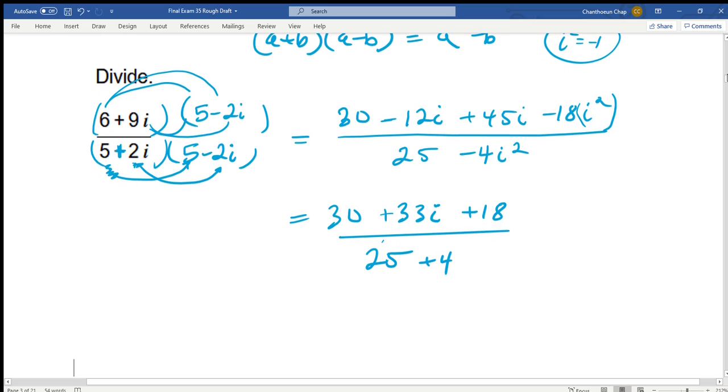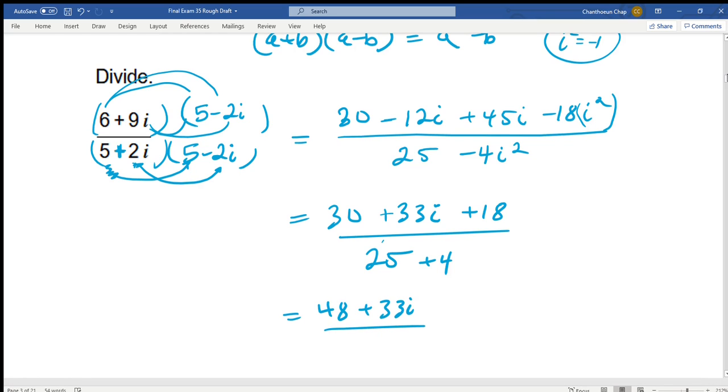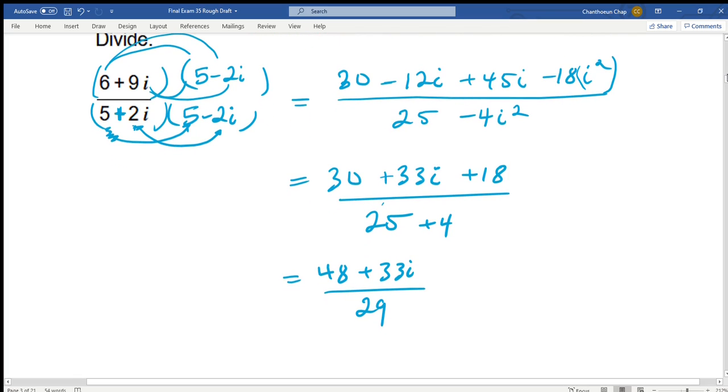We could collect like terms. 30 plus 18 is 48. And we have the 33i on the top. 25 plus 4 is 29. But this is not a good enough solution for the computer. You need to give it in a specific form.